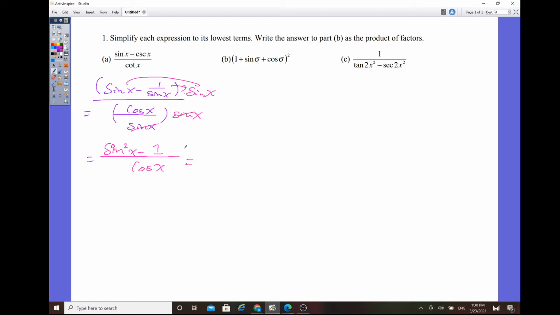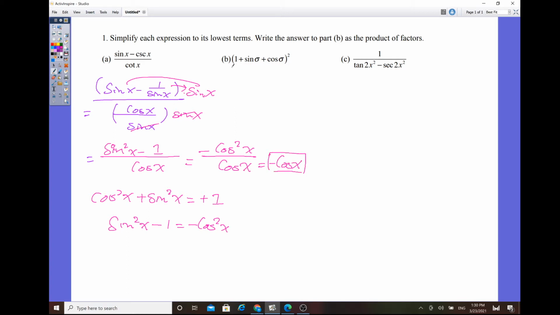Now you might be wondering, what is sine squared of x minus 1? Isn't that considered negative cosine squared of x? It is. And why is that? Because cosine squared of x plus sine squared of x equals 1. Once you put in that sine squared of x minus 1, that's the same as negative cosine squared of x. Divide it, and we have negative cosine of x. Simplest form. And now, what about for B?